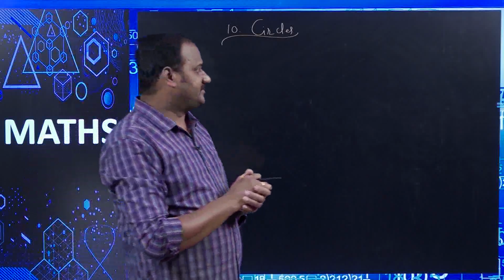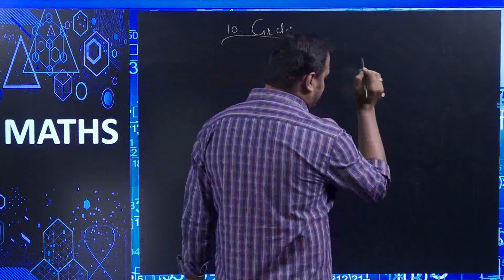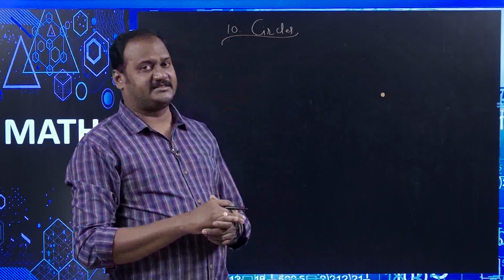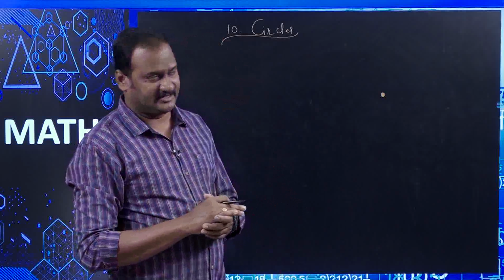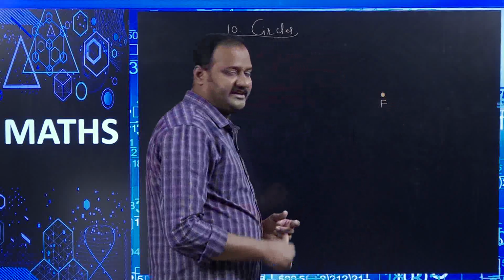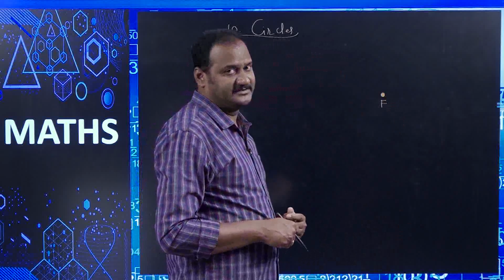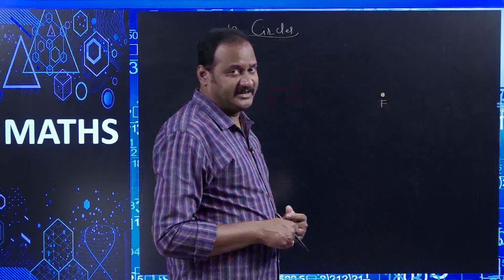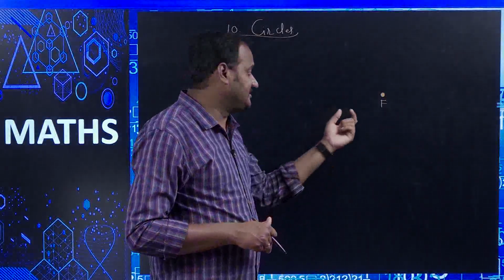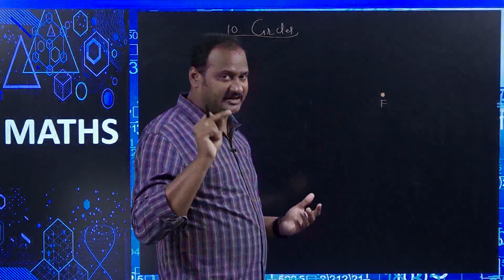So what is the meaning of a circle? Suppose I take one particular point, the fixed point, let it be F, and I am going to find one more point which is at 10 centimeters distance from it. Did you understand what I am telling now? I am taking one point which is at 10 centimeters distance from this particular fixed point. That is the point here.